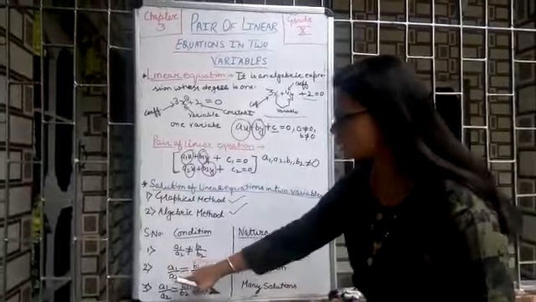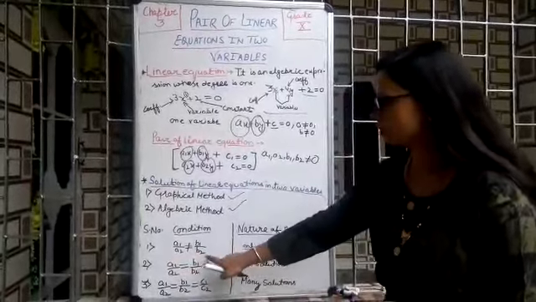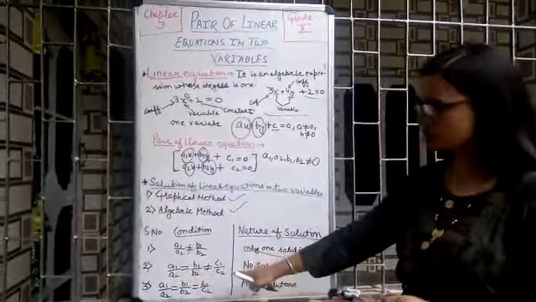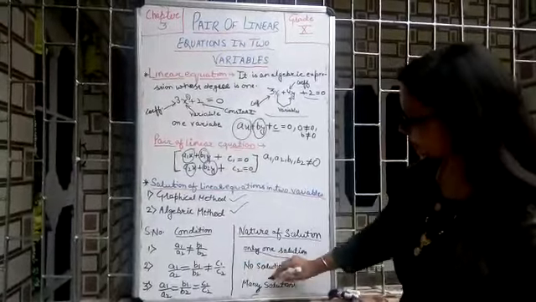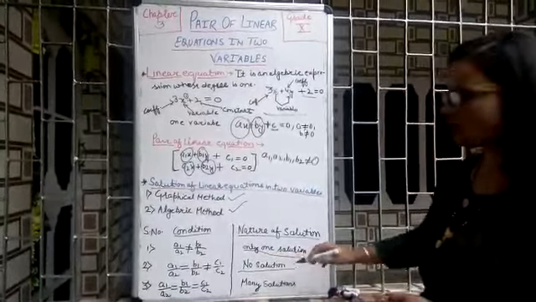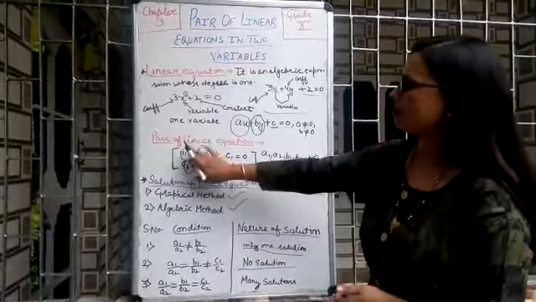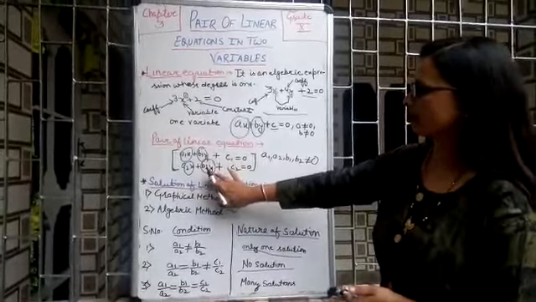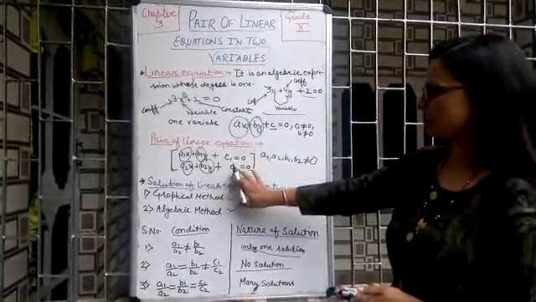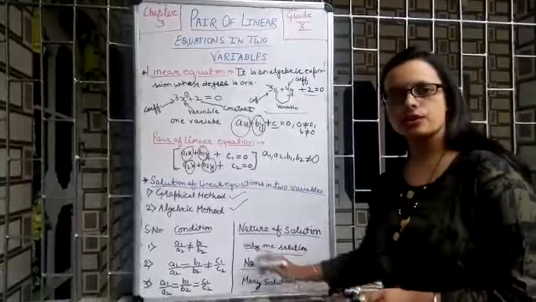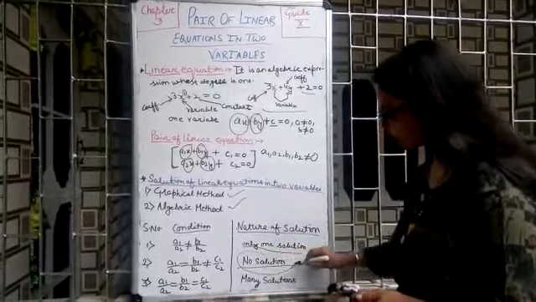In the second condition, if a1 upon a2 is equal to b1 upon b2 and this is not equal to c1 upon c2, then there will be no solution of the equation. Means if a1 upon a2 is equal to b1 upon b2 is not equal to c1 upon c2, then there will be no solution for this equation.